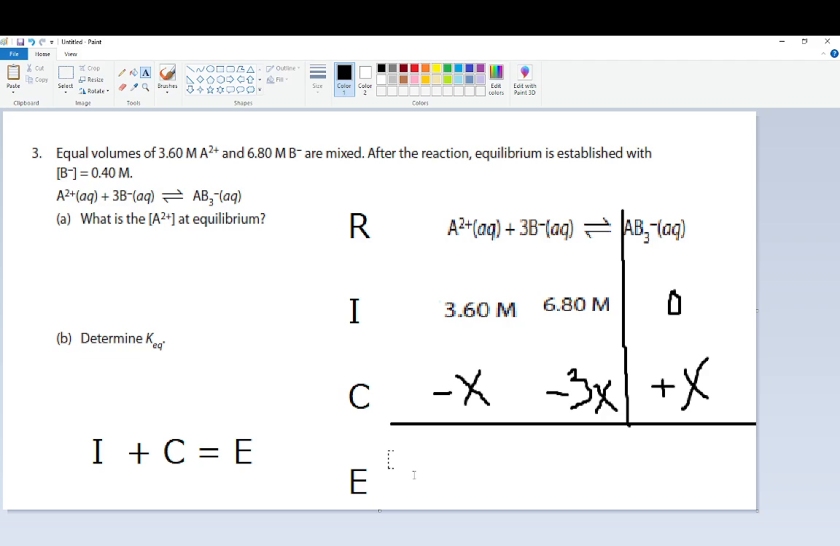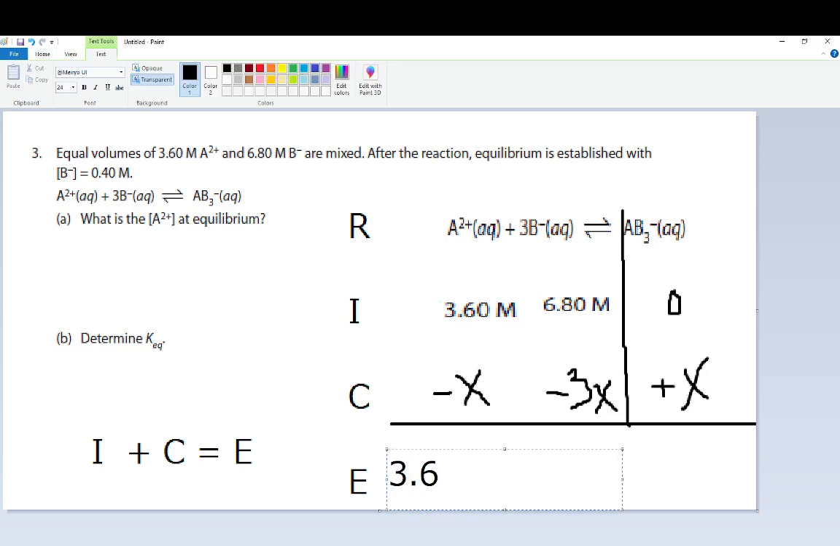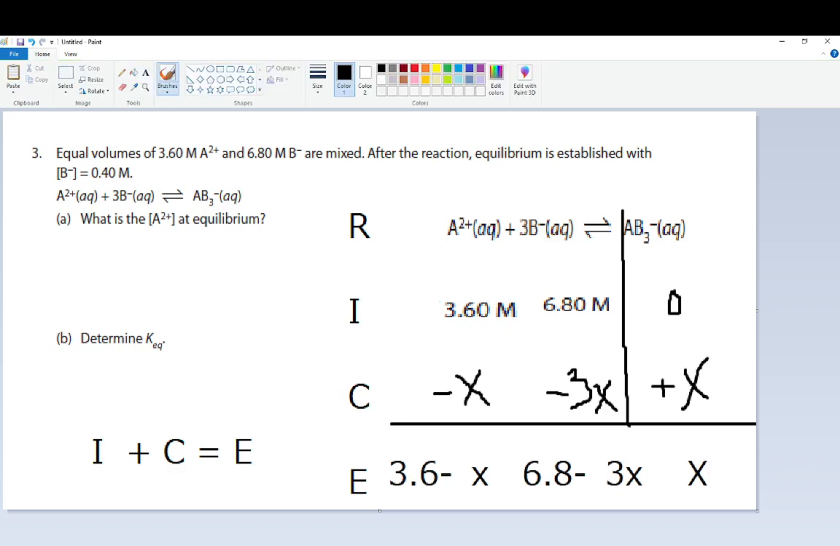So if I look at this first line, my initial is 3.6. My change is plus minus X, which becomes a minus. This one is 6.8 plus a minus 3X, which becomes minus 3X. And this one is 0 plus X, which just is X. Right there, these three quantities are concentrations that these compounds will reach at equilibrium. This is the product side of it. Remember, there's a division line.